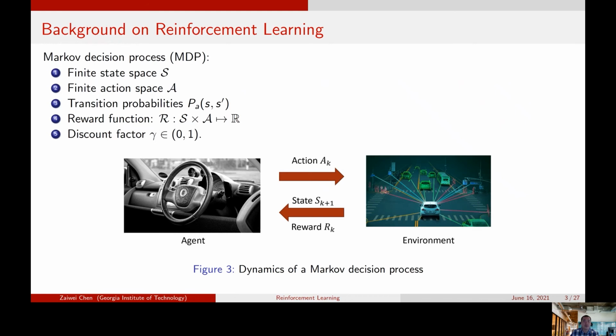So the dynamics of the Markov decision process is presented in the following. At each time step k, the agent chooses some action a_k, and the system dynamics then return the agent a reward r_k and drive the agent to a new state s_{k+1}. And this process is then repeated.